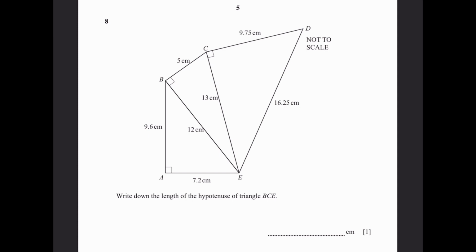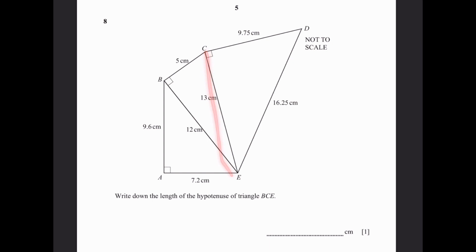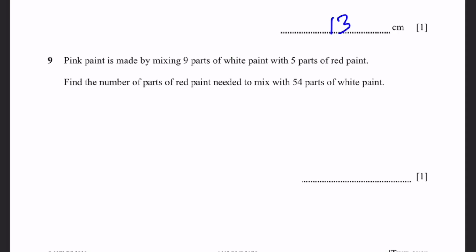Question 8. Write down the length of the hypotenuse of triangle BCE over here. So over here we have everything labeled. We just need to find the hypotenuse of BCE, which is the longest side over here, 13 centimeters. That's the answer. Question 9. Pink paint is made by mixing 9 parts of white paint with 5 parts of red paint.